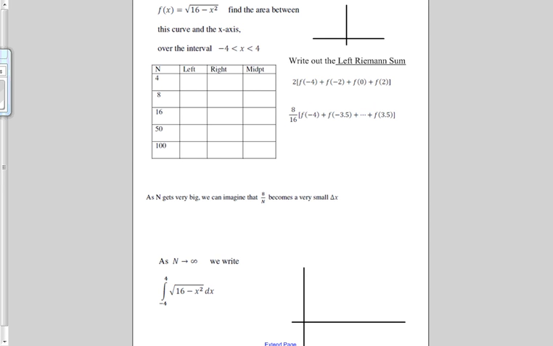So let's start off with a problem. Let's imagine that we're looking at some function, root 16 minus x squared, and I want to find the area between the curve and the x-axis over the interval -4 to 4. Now, hopefully most of you recognize that that is a semicircle. It is, in fact, a semicircle with radius 4 centered around the origin.